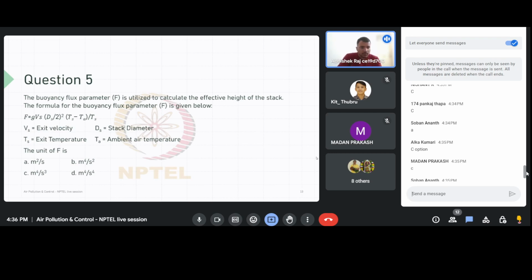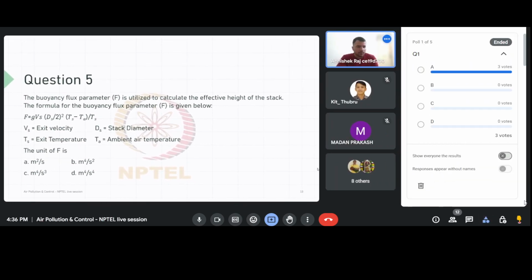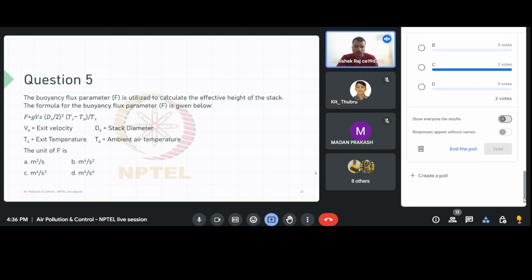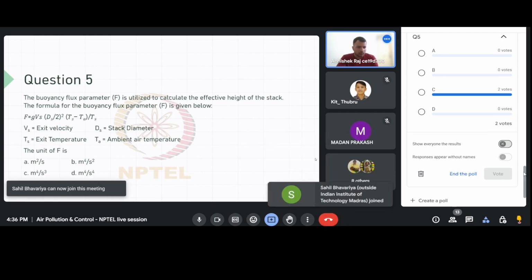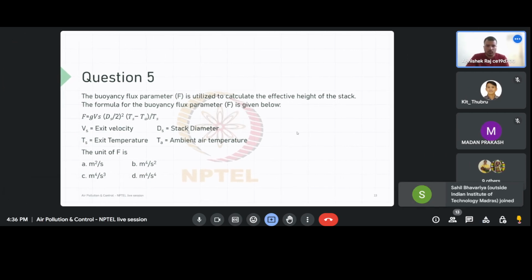I think almost everyone is saying option C. So C. Okay. Most people are saying C. What about the polls? Okay. Maybe we'll just see the answer for this. Close the poll. I think almost everyone told the correct answer.